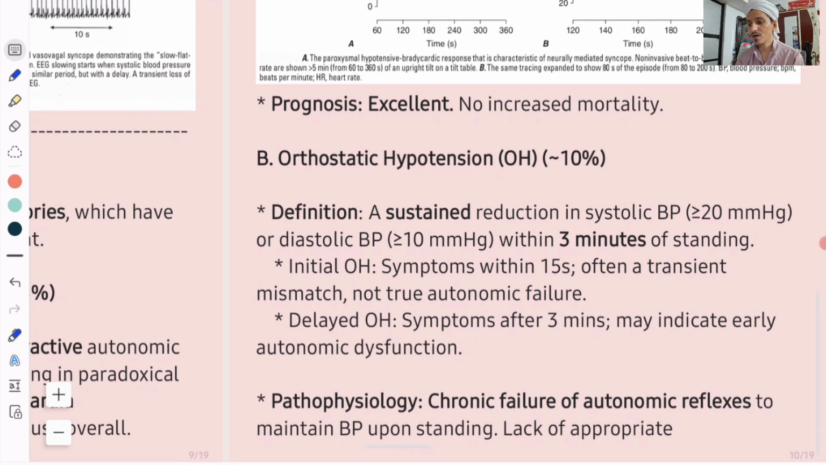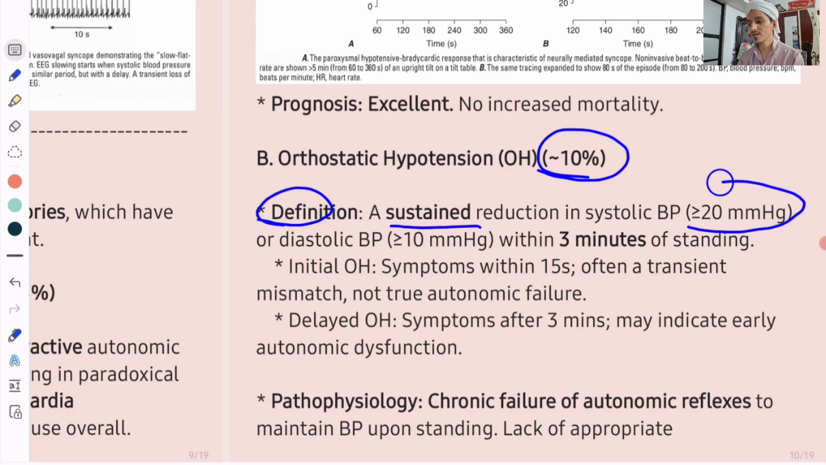The second subtype is orthostatic hypotension, 10% incidence. What is the definition? Sustained reduction of systolic BP of more than or equal to 20 mmHg, or diastolic BP of more than or equal to 10 mmHg, within 3 minutes of standing. Within 3 minutes, there should be a sustained reduction of BP, which should produce pre-syncope or syncope.